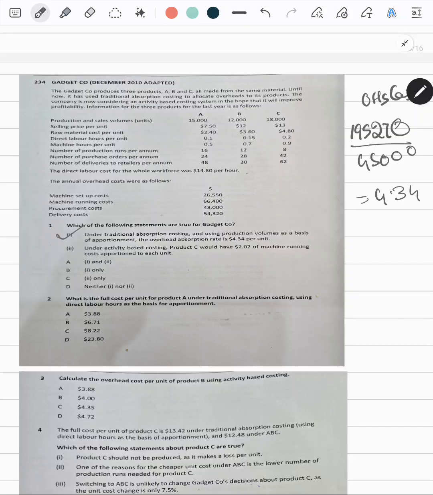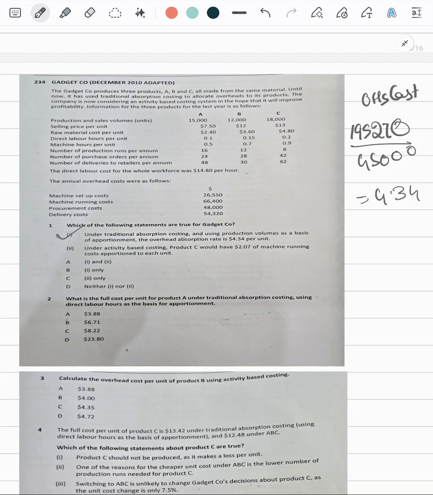Now let's talk about statement 2. Under activity based costing, product C will have 2.07 of machine running cost. We have not been given the number of runs in this question; we have been given the number of production runs. So we need to be very careful. It is not asking about the production runs, but it is asking about the machine running.